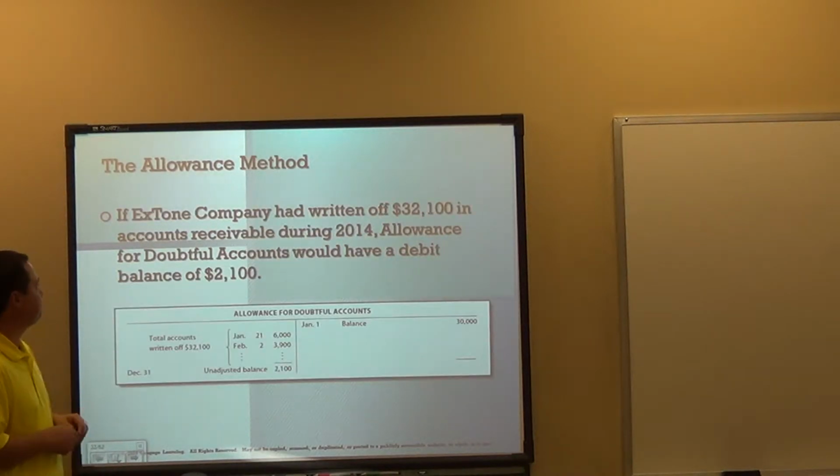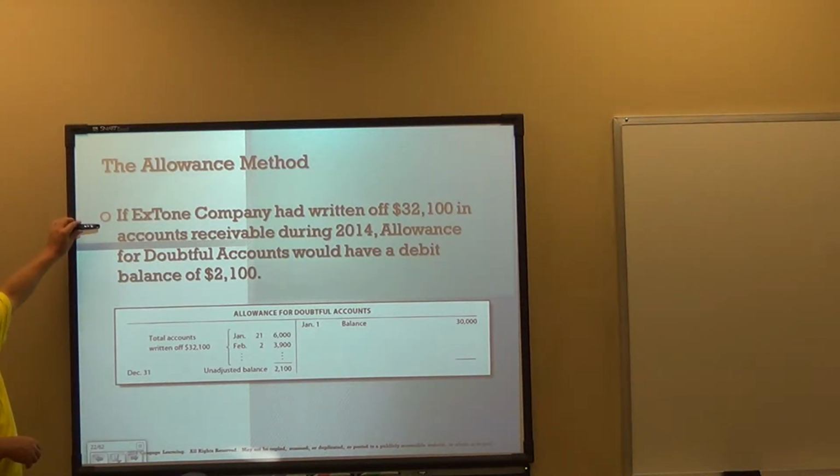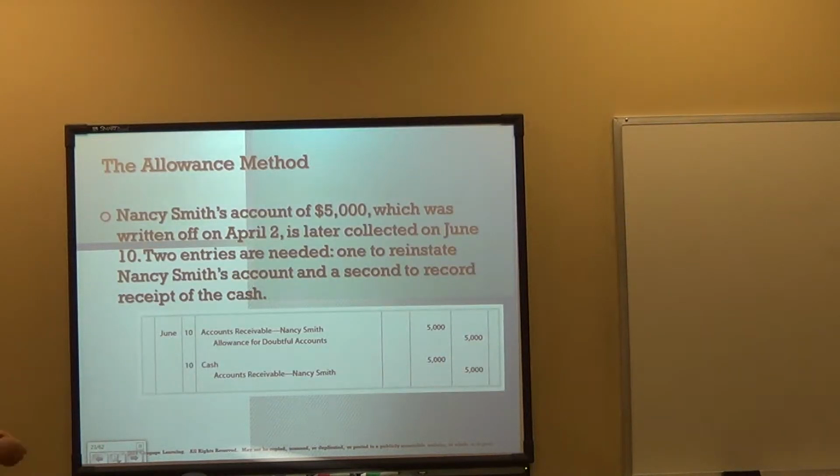Now for this one, the company has written off 32,100 of accounts receivable during 2014. The allowance for doubtful accounts would have a debit balance of 2,100. So that means we have a debit balance, and we'll need to fix some of those things. All right, and we'll take a look at some of those in the upcoming slides.